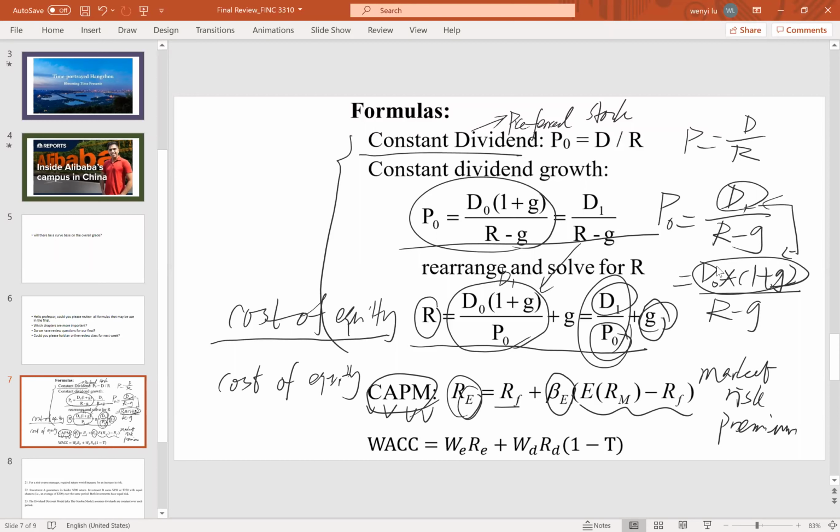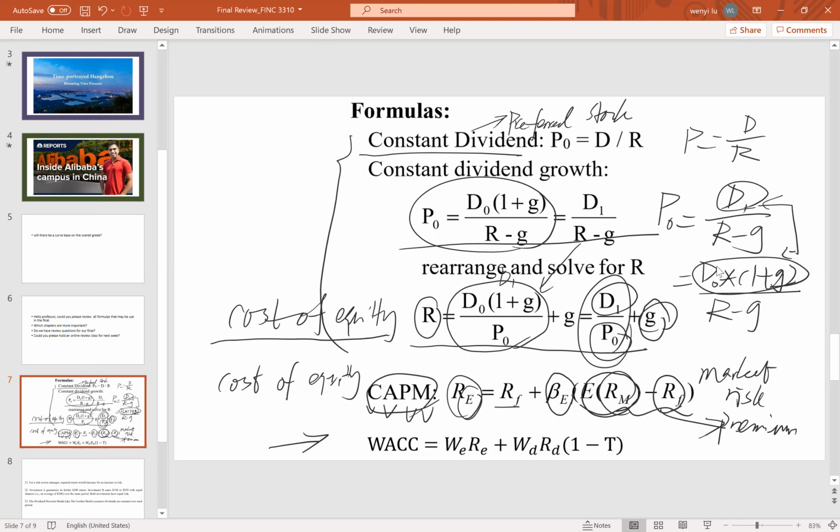What's the market risk premium? It is the expected market return minus the risk-free rate. Something above is called a premium. So that's our market return above the risk-free rate. You can say that's the cost of equity.